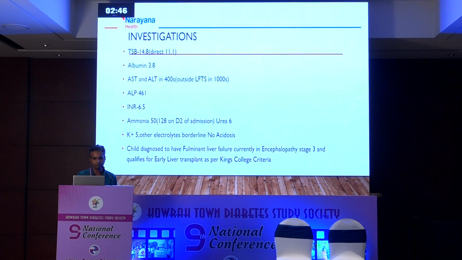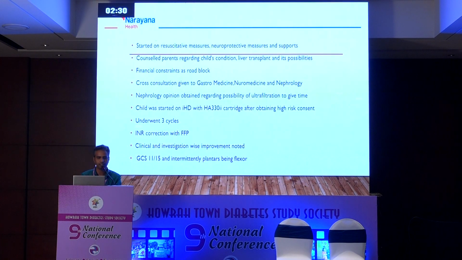From the history and all the investigations, we diagnosed the child to have acute fulminant hepatic failure with hepatic encephalopathy stage 3, qualifying as a candidate for early liver transplant as per King's College criteria. The child was initially started on resuscitation and neuroprotective measures. We counseled the parents regarding the child's current condition and that liver transplant is the ultimate option, but financial constraints were a roadblock for the liver transplant.